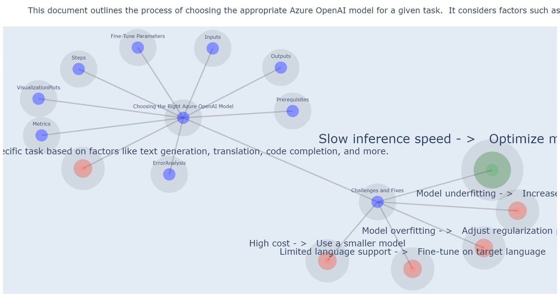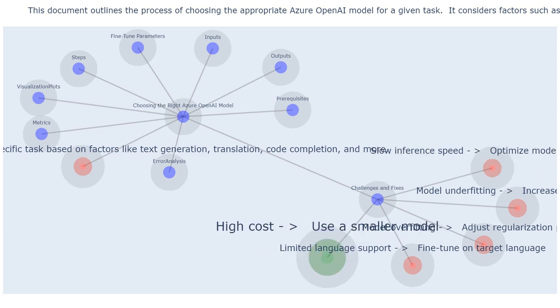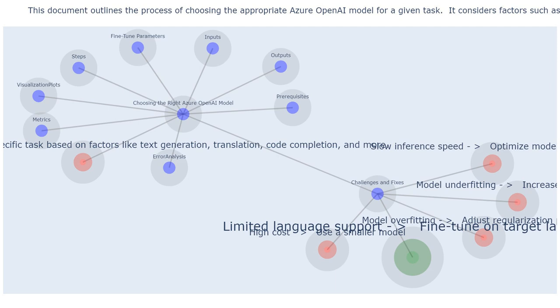Slow inference speed can make the model impractical for real-time applications. Optimize model architecture by using more efficient algorithms or reducing the size of the model. High cost can be a barrier to using the model for large-scale applications. Use a smaller model with fewer parameters, which typically have lower computational costs. Limited language support can hinder the model's usefulness for multilingual tasks. Fine-tune the model on the target language to improve its performance for that specific language.